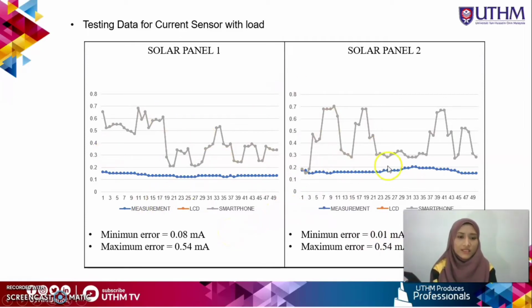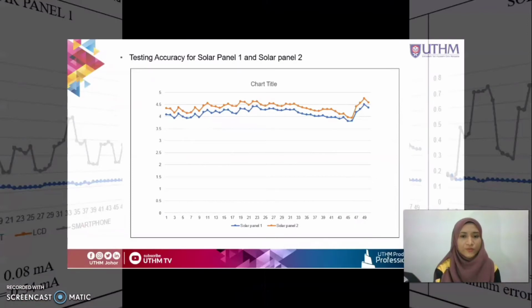So as you can see here, based on the result, the solar panel 2 current is more accurate than solar panel 1. And also we can see both solar panels don't have a stable current display on the LCD and smartphone.